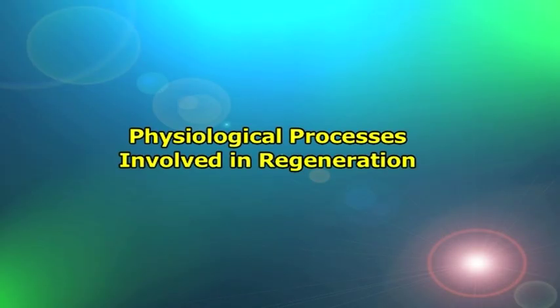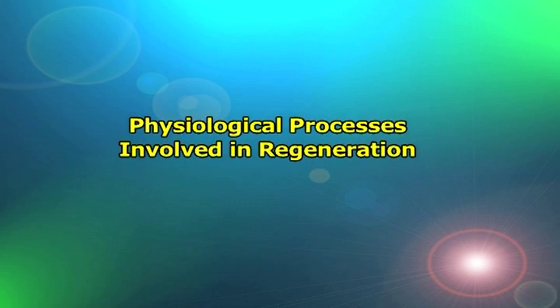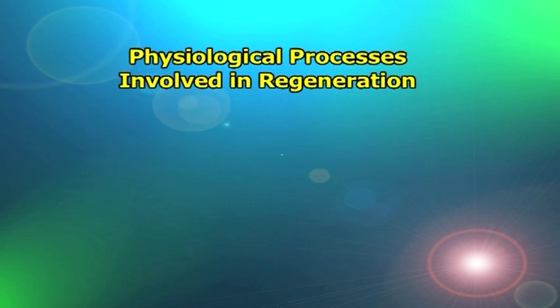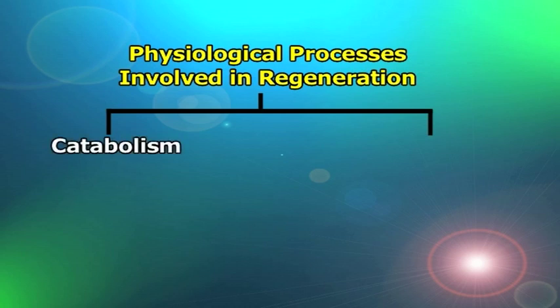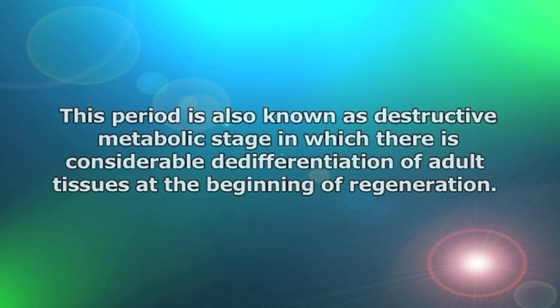Physiological processes involved in regeneration. In the first stage of regeneration, catabolism predominates, and in the second period, anabolism dominates, as far as the regenerating animal's physiological state is concerned. Catabolism. This period is also known as the destructive metabolic stage, in which there is considerable dedifferentiation of adult tissues at the beginning of regeneration. This period is of greater significance in urodele amphibians.